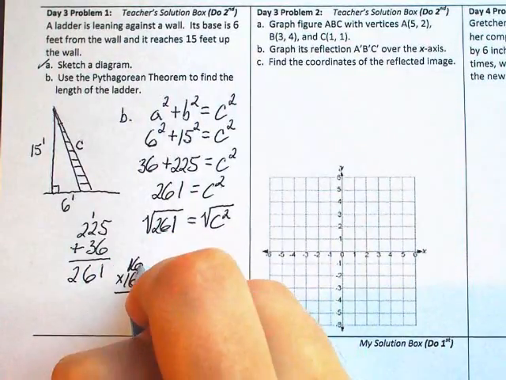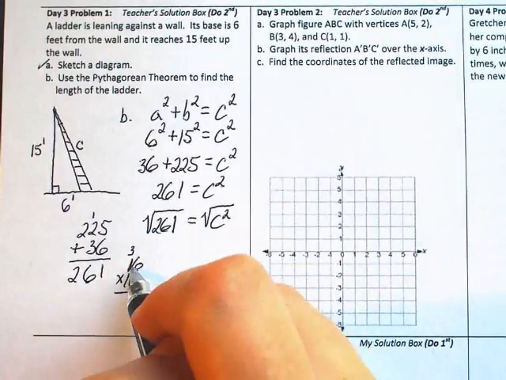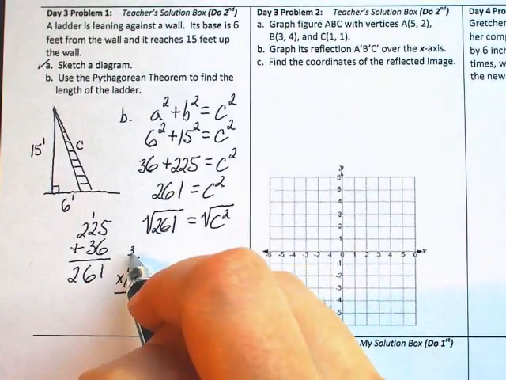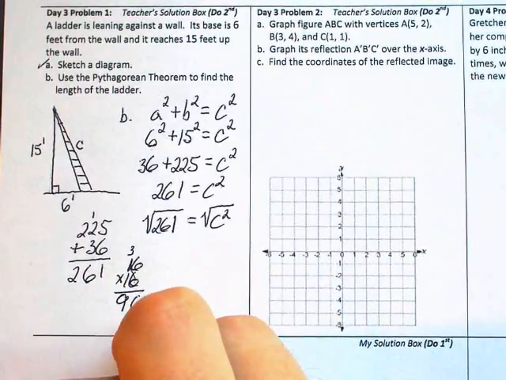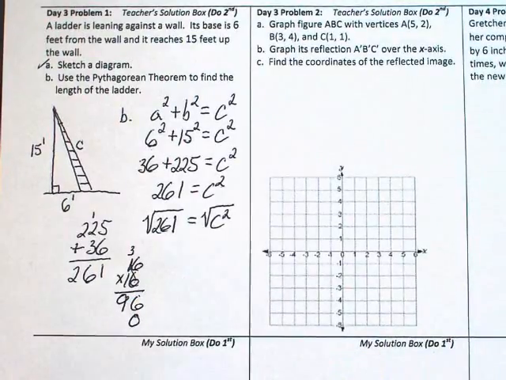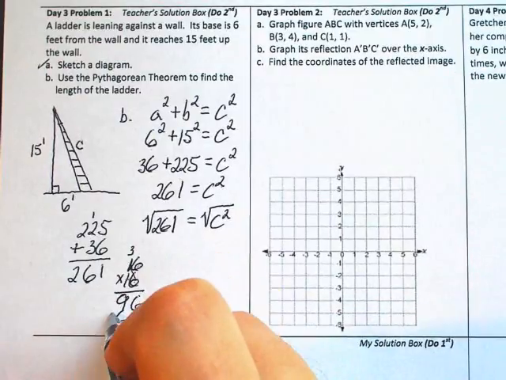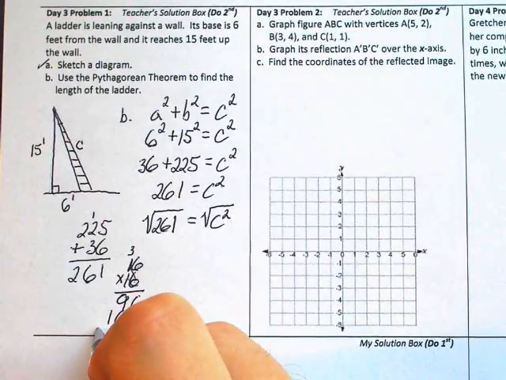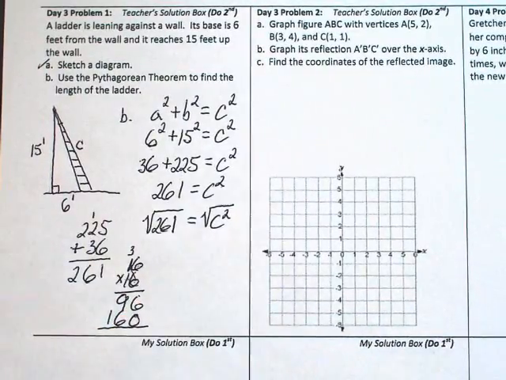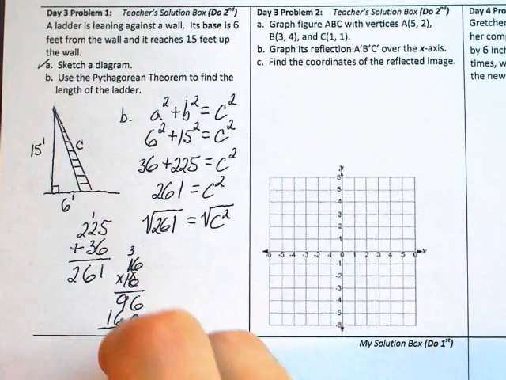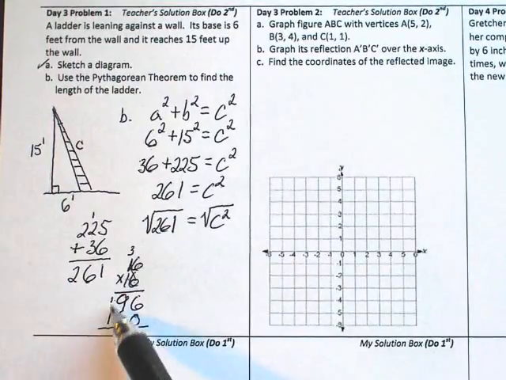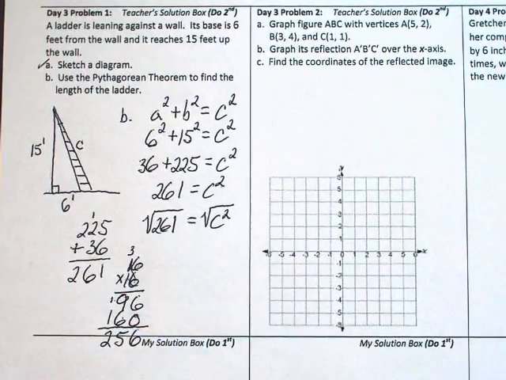6 times 6 is 36. Carry the 3. 1 times 6 is 6, plus 3 is 9. Start the next row with a 0. 1 times 6 is 6, and 1 times 1 is 1. And then add these two rows together. 6 plus 0 is 6. 9 plus 6 is 15. Carry the 1. And 1 and 1 is 2. 256.